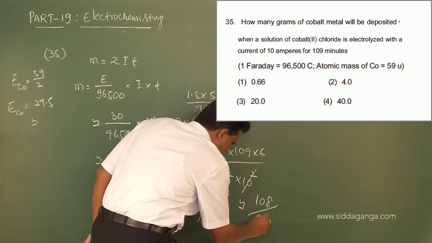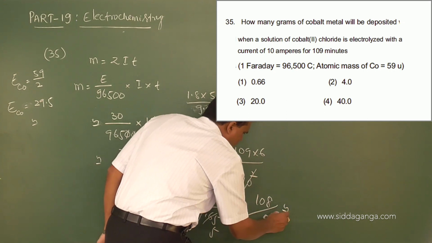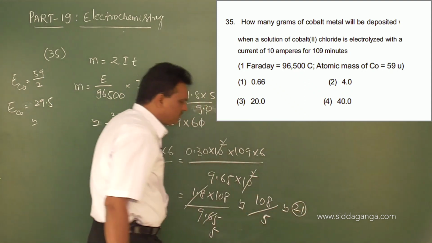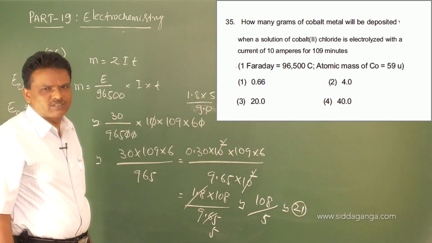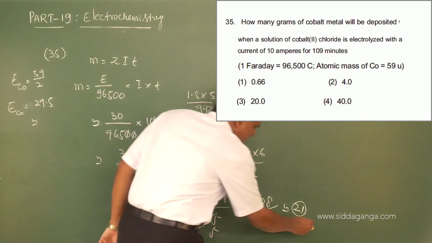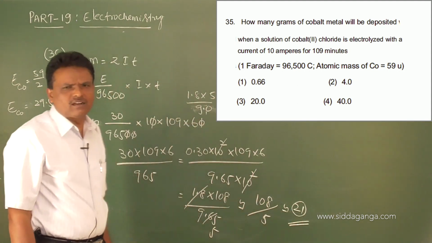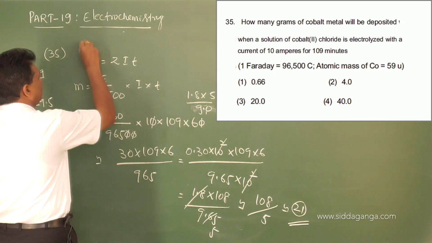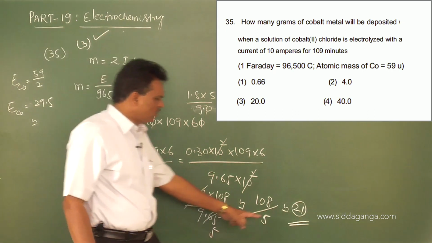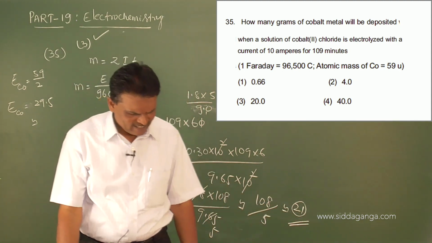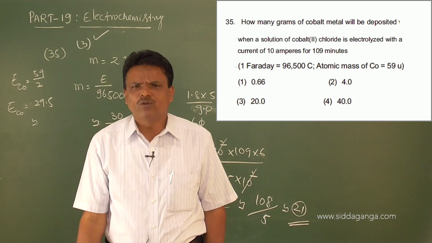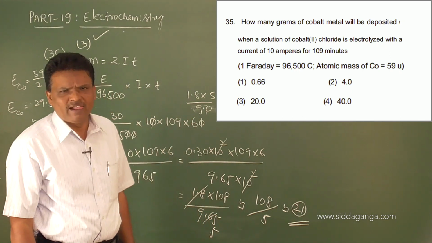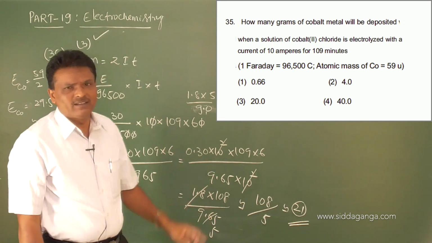108 divided by 5 times is nearly equal to 21 times. Is that clear? So 21 is the nearest answer. The third option is the right option for question number 35. Nearly equal to 20. Is that clear? So 34 is the nearest value, 20 is your answer. Is that clear? The third option is the right option for question number 35.